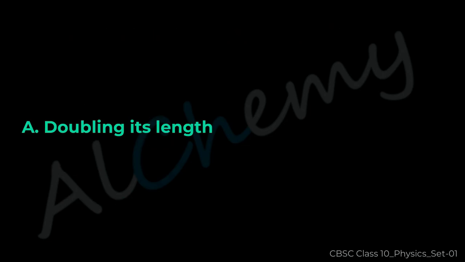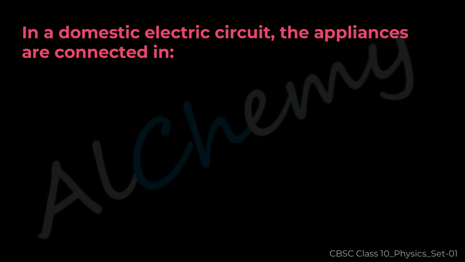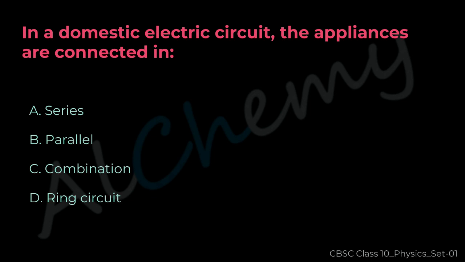The correct answer is A. Doubling its length. Question 44. In a domestic electric circuit, the appliances are connected in A. Series. B. Parallel. C. Combination. D. Ring circuit.